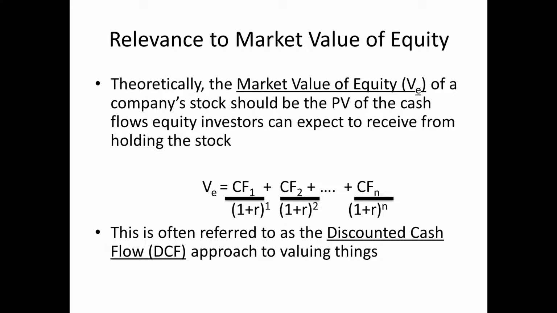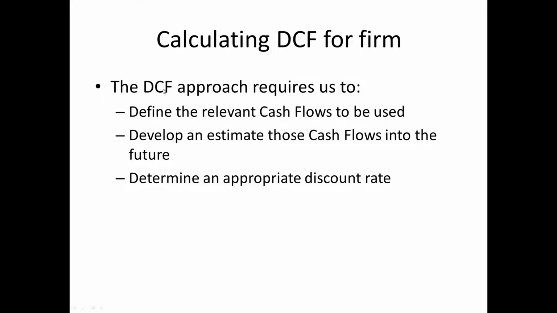So if you look at the formula, you'll see that in order to apply that discounted cash flow, or DCF, approach, you would need an estimate of the relevant cash flows. So you need to define them. What do we mean by relevant cash flows? You need to develop an estimate of those cash flows into the future, over the life of the stock. And then you need to figure out an appropriate discount rate. That's what I'm going to show you how we would normally do for a company. I'm going to give you an example of that in this video.